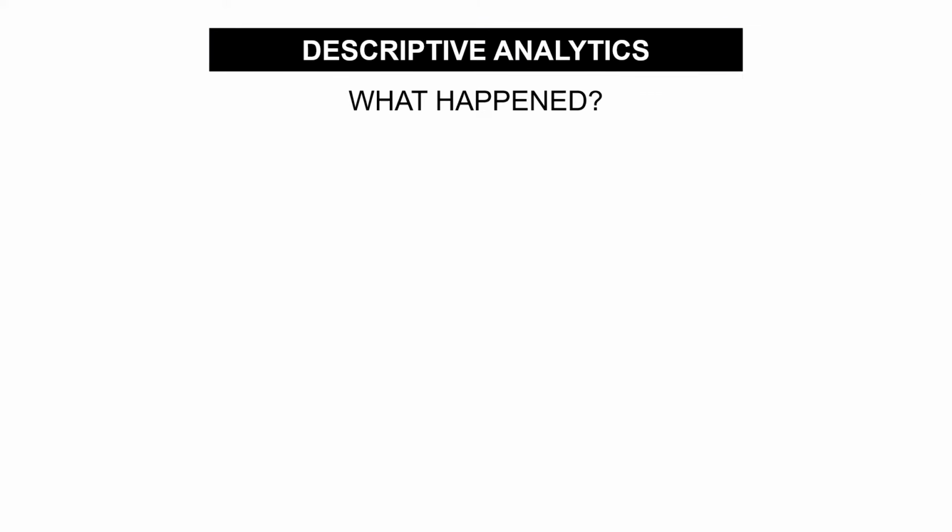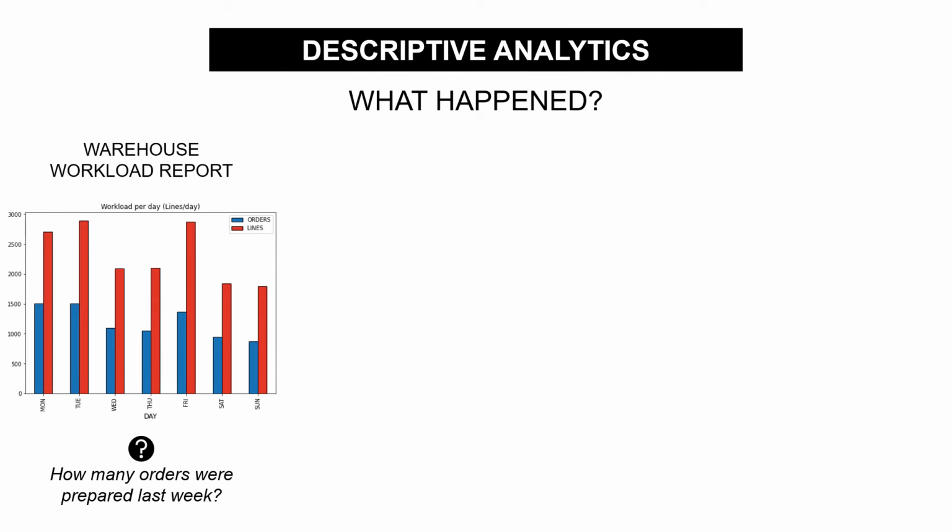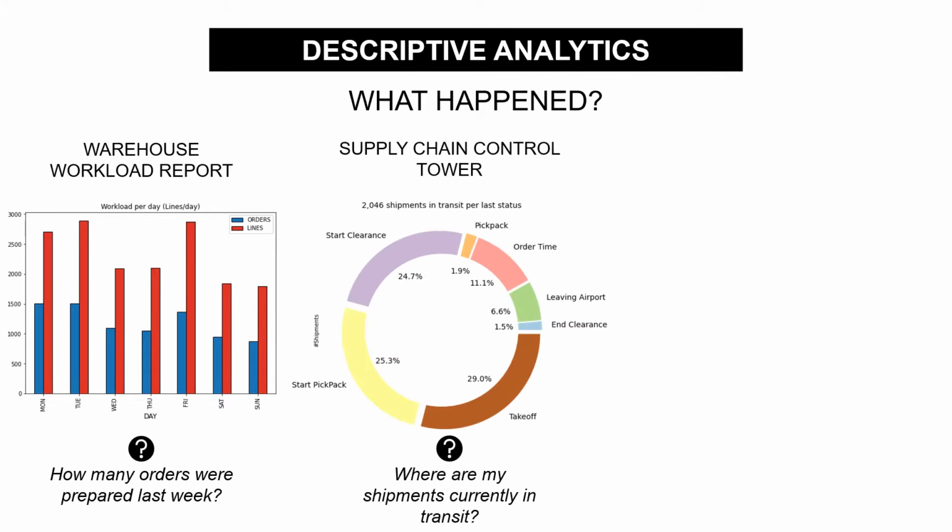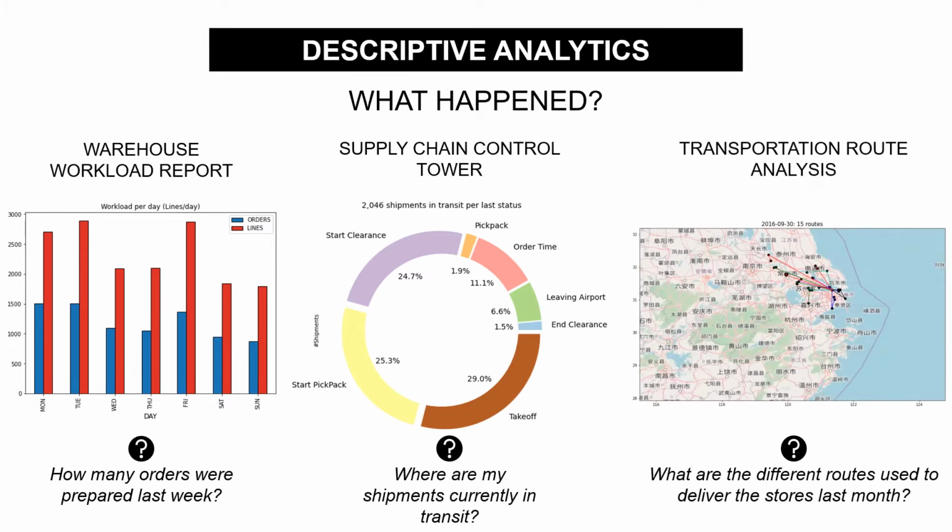Descriptive analytics is basically using data to know what happened. For instance, in your warehouse, how many orders were prepared? You can build a warehouse workload report with a simple bar plot, showing the number of orders and lines peak per day. For your distribution channel, where are my shipments in transit? Build a supply chain control tower using a simple donut plot, showing the number of shipments per last status. Or for your transportation planning, how good is my routing? Visualize the route planning using a 2D map of the store's location, grouping the delivery points by route.